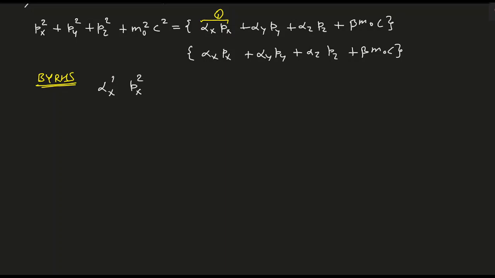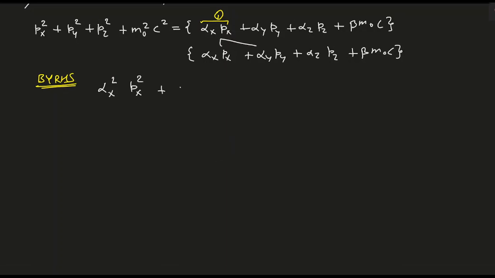Similarly, if you multiply this with the second term, you will have alpha x px alpha y py, or you can simply write this as alpha x alpha y px py. That makes no difference. If you multiply it with the third term, you will have alpha x px alpha z pz. And when you multiply this with the fourth term, you will have alpha x px beta m naught c.